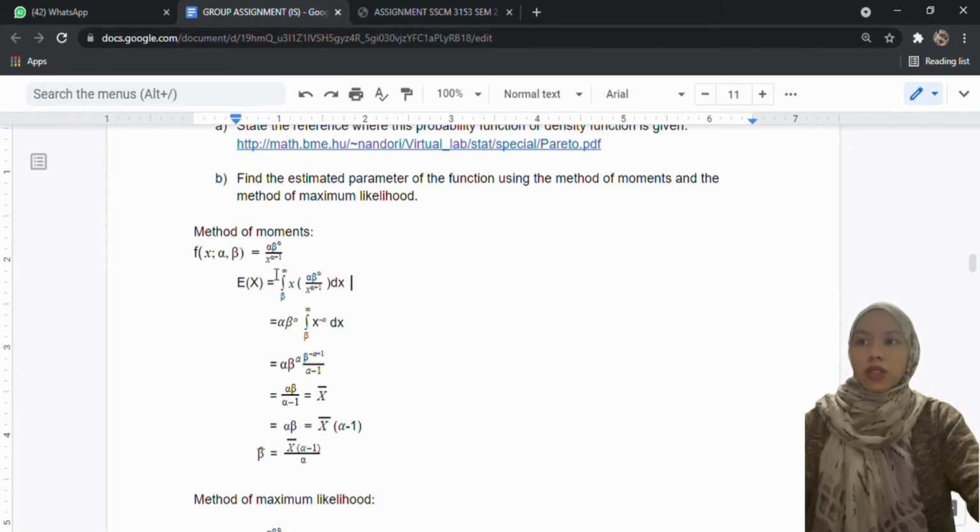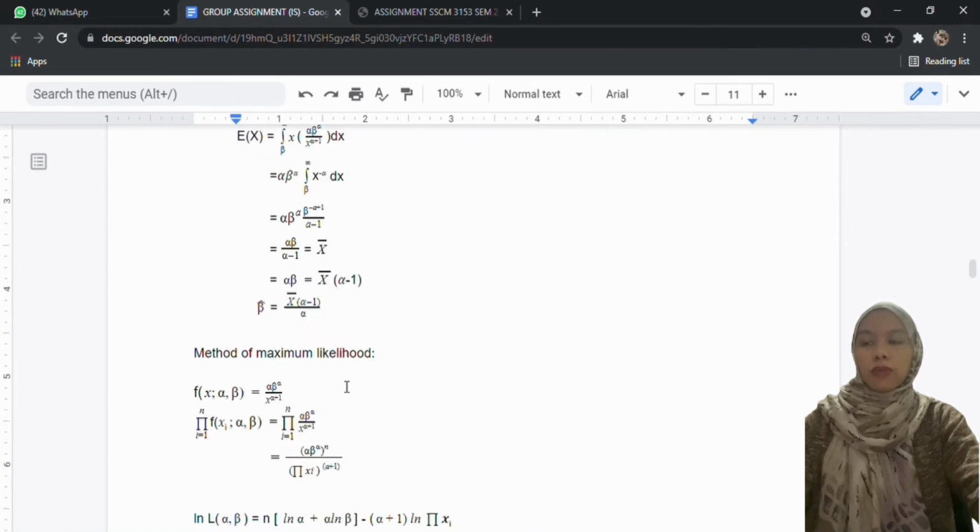Here is the equation: f(x; alpha, beta) equals alpha beta power of alpha over x power of alpha plus 1. E(x) equals the integration from beta to infinity of x times the function alpha beta power of alpha over x power of alpha plus 1 dx. We have alpha beta over alpha minus 1, which equals x bar. We will have beta hat equal to x bar times alpha minus 1 over alpha. So this is the estimated parameter of the function for the method of moments.